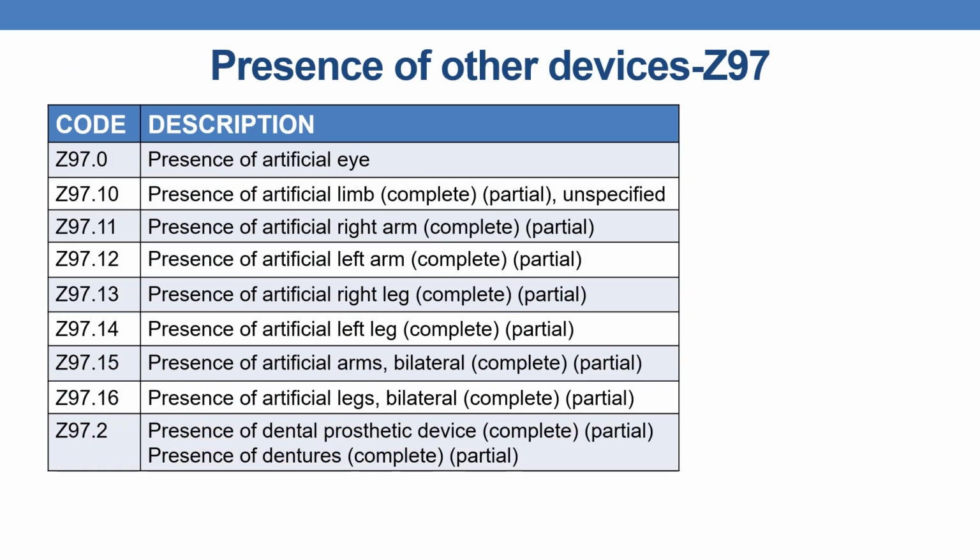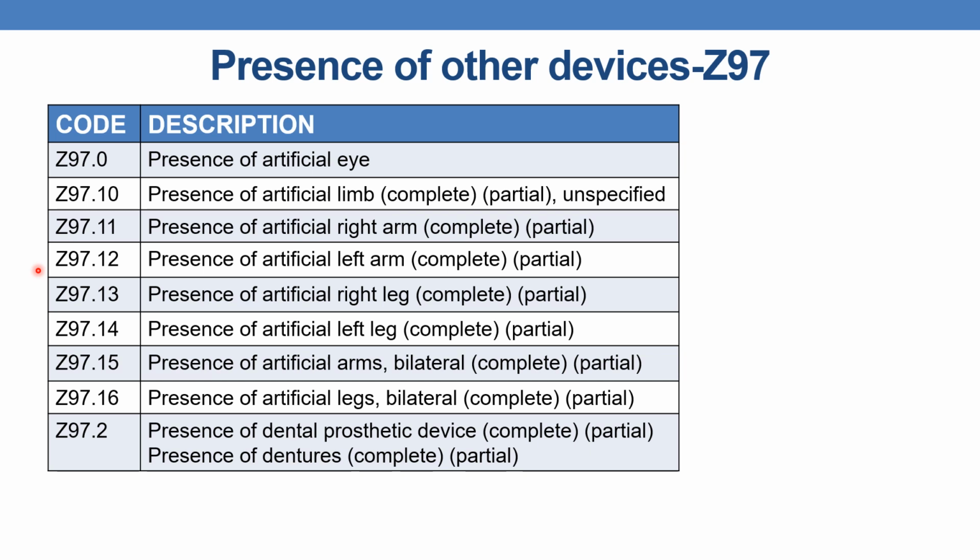The next category is Z97 series that deals with presence of other devices. The first code is Z97.0, which indicates presence of artificial eye. The next is Z97.10, which indicates the presence of artificial limb, complete, partial, unspecified. The next is Z97.11. It deals with presence of artificial right arm, complete or partial.